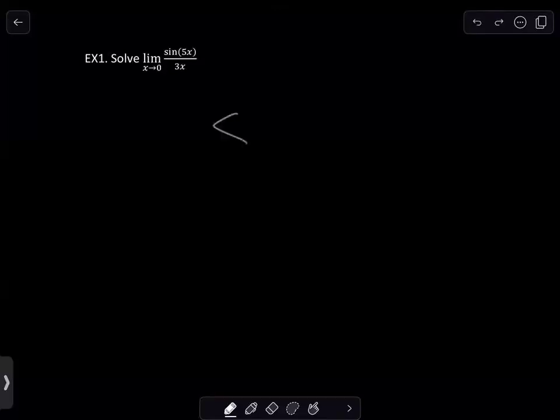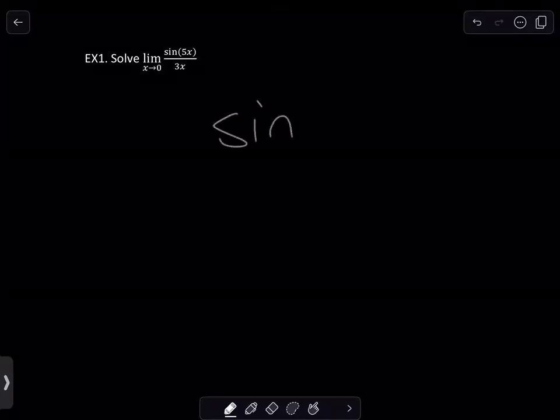If I substitute 0 in place of x in sine 5x, I'm going to get sine of 5 times 0, and that's obviously going to be 0. Sine of 0, we know, is 0. So I'm going to get 0 in the numerator. And hopefully you can see that if you substitute 0 in place of the x in the denominator, you're going to get 3 times 0, that's 0. Excellent. I have an indeterminate form, so I'm going to use Bernoulli's rule.